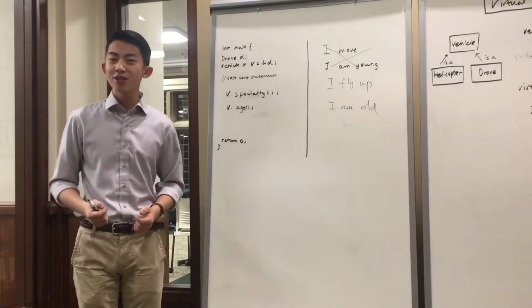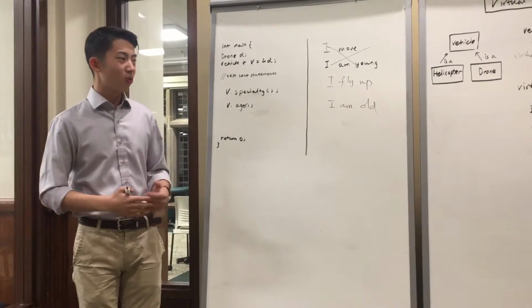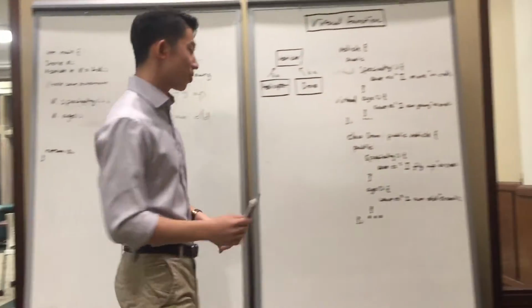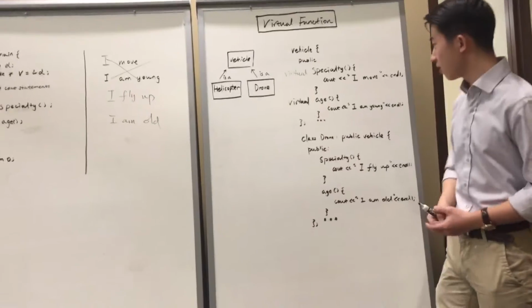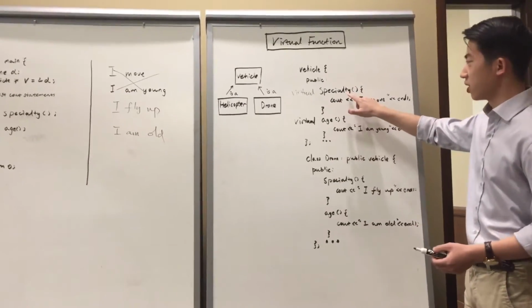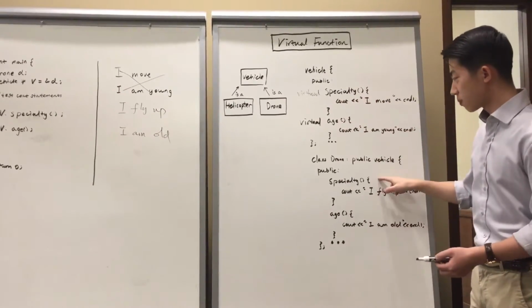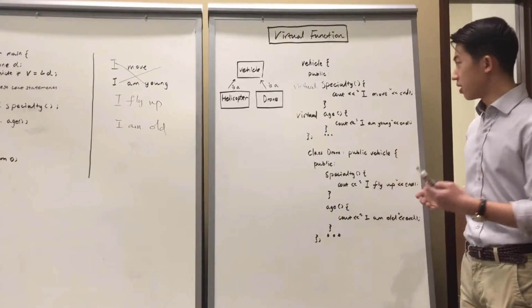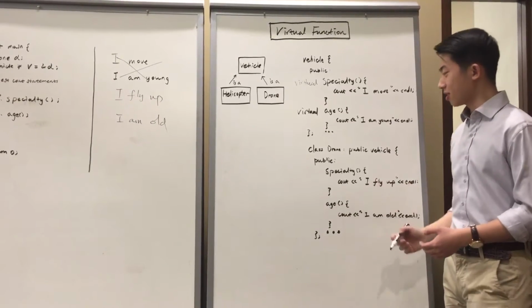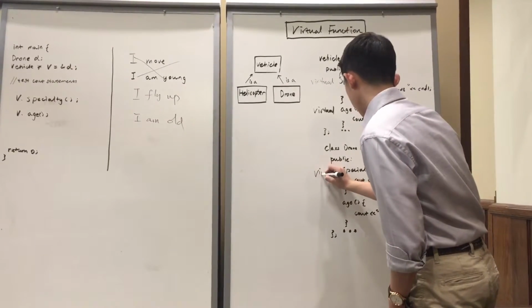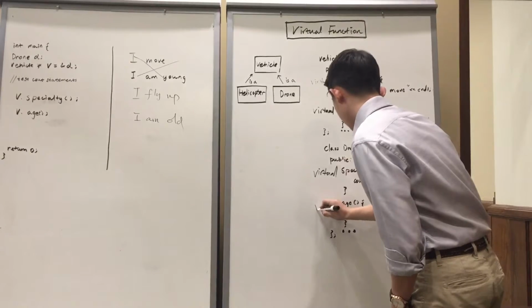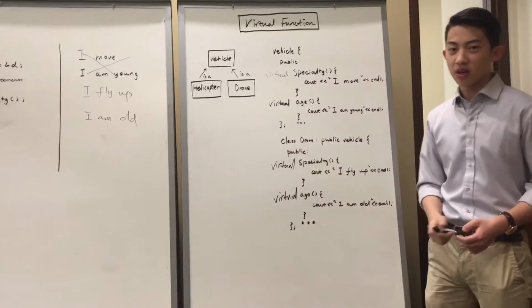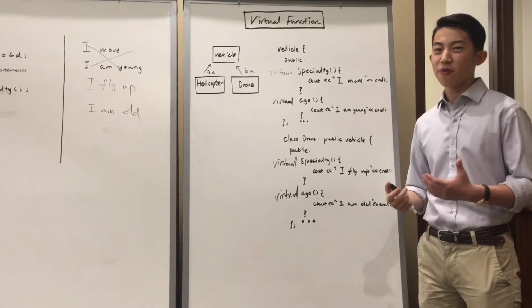To conclude, I'm going to tell you one trick, or one confusing part of virtual function that got me really confused: the virtuality of a function can actually be inherited. Specialty is a virtual function, which means the specialty inherited down here in the drone class is also a virtual function. So a good practice is to actually write out virtual in the derived class also. Even though it is not necessary, it creates a lot more clarity so you don't confuse yourself.